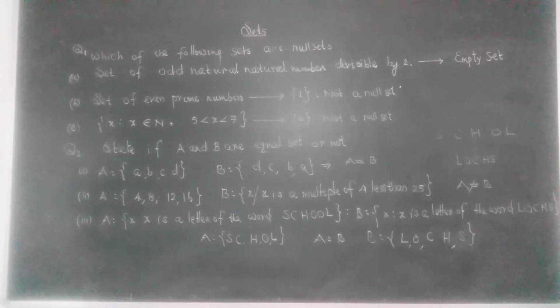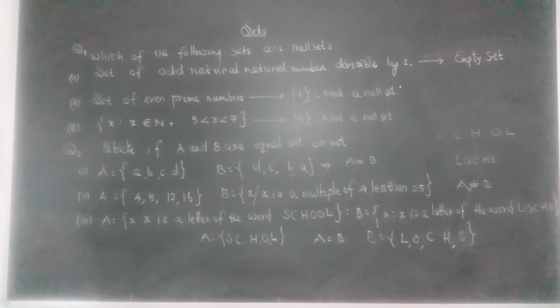So when you look at this one, A contains A, B, C and D, 4 elements. And those elements are repeated in B. Though the order is not the same, the elements are the same. So since A and B contain the same elements, A is equal to B, they are equal sets.